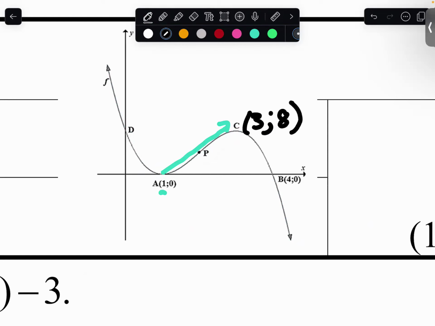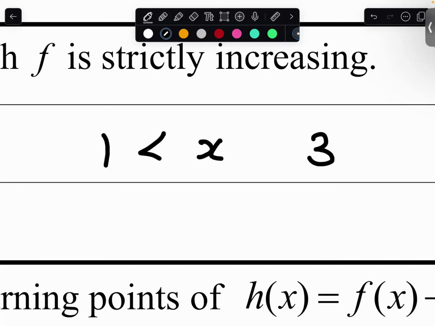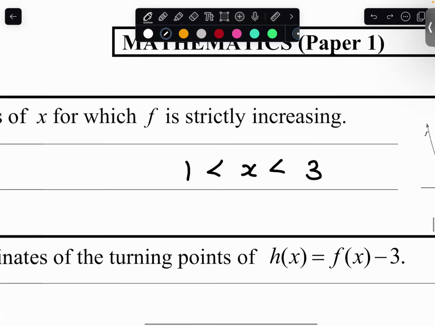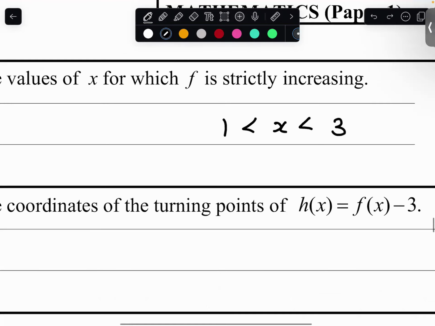So it's increasing from this x value to this x value, which is between 1 and 3. 1, smaller number first, bigger number there. X in the middle, always facing the margin as long as the smaller number is on this side. No equals to signs with an increasing or decreasing question ever. Don't put equals to signs. There's a big debate about that, but I don't believe in the equal to sign on increasing and decreasing questions.